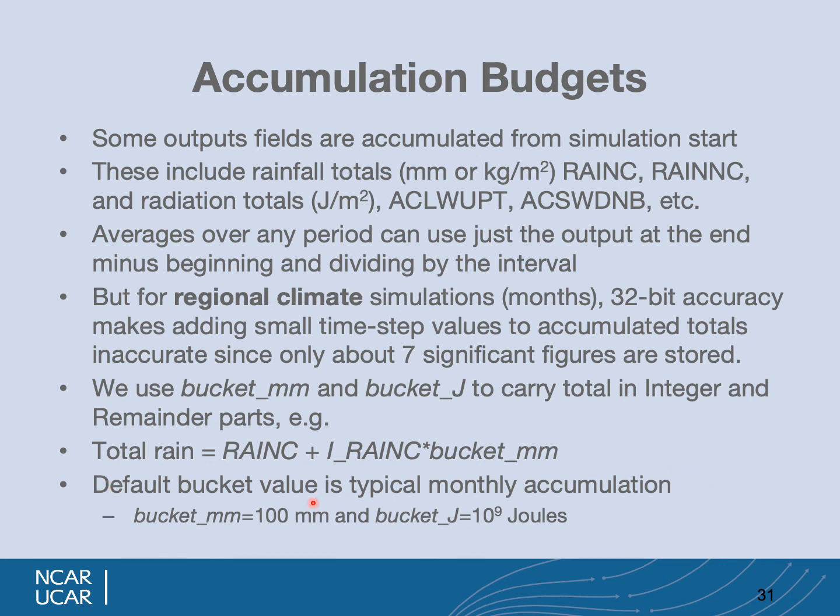And the typical values that we'd recommend would be the monthly accumulations. So you'd set bucket MM to 100 millimeters and bucket J to 10 to the 9 joules. Those are typical monthly accumulated values for these in a regional climate run.